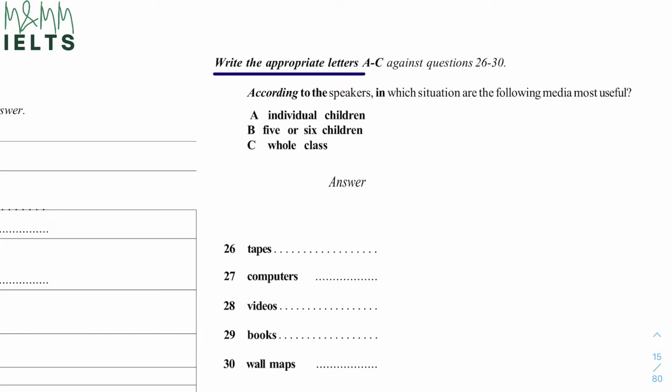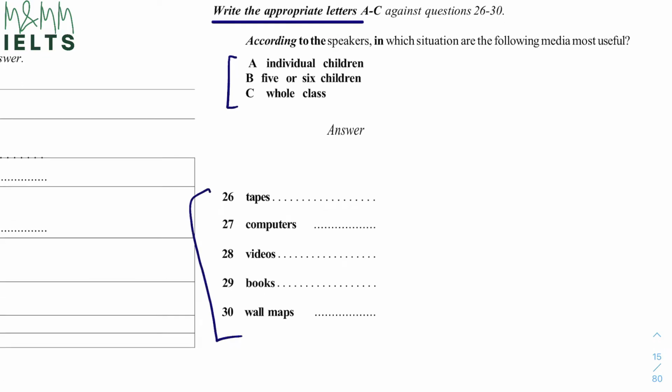Here you can see that there are 3 different options, A, B, and C, and then 5 questions. So 3 options will fit in my 5 questions. Options are individual children, 5 or 6 children, whole class. Now, if I read the question, it says, according to the speakers, in which situation are the following media most useful?